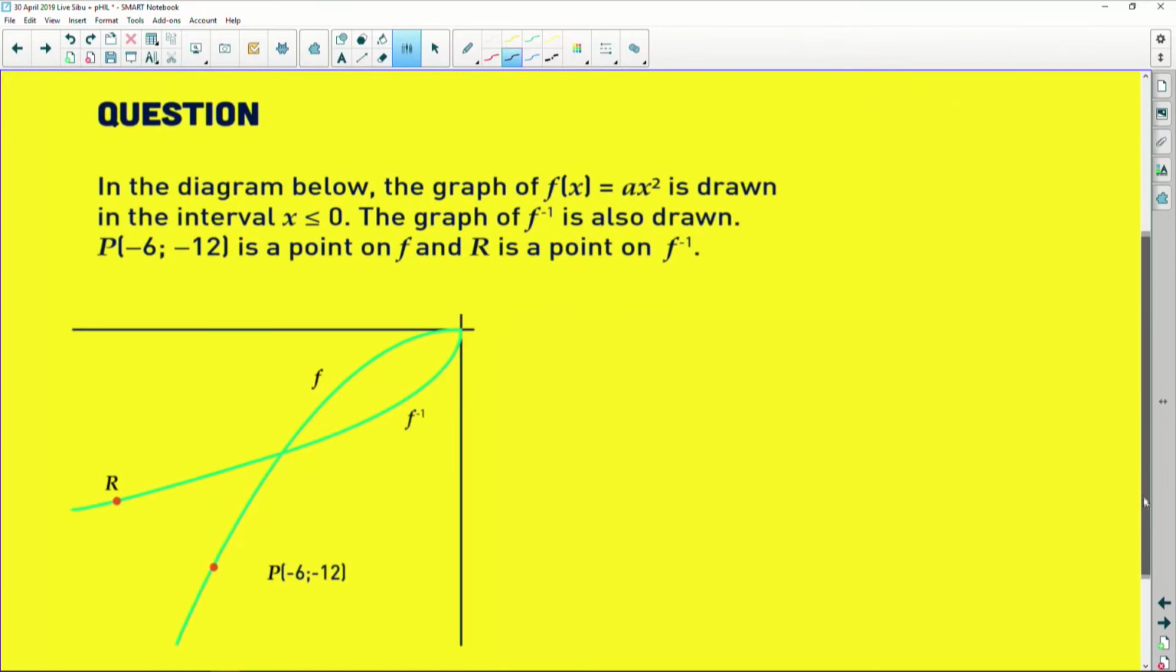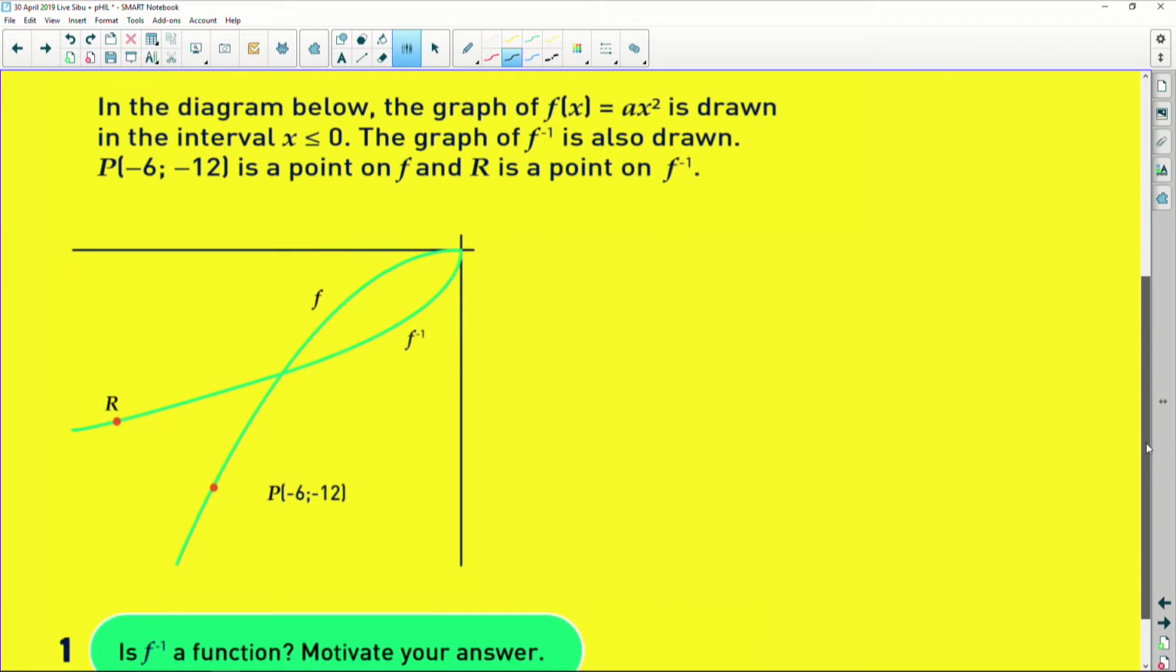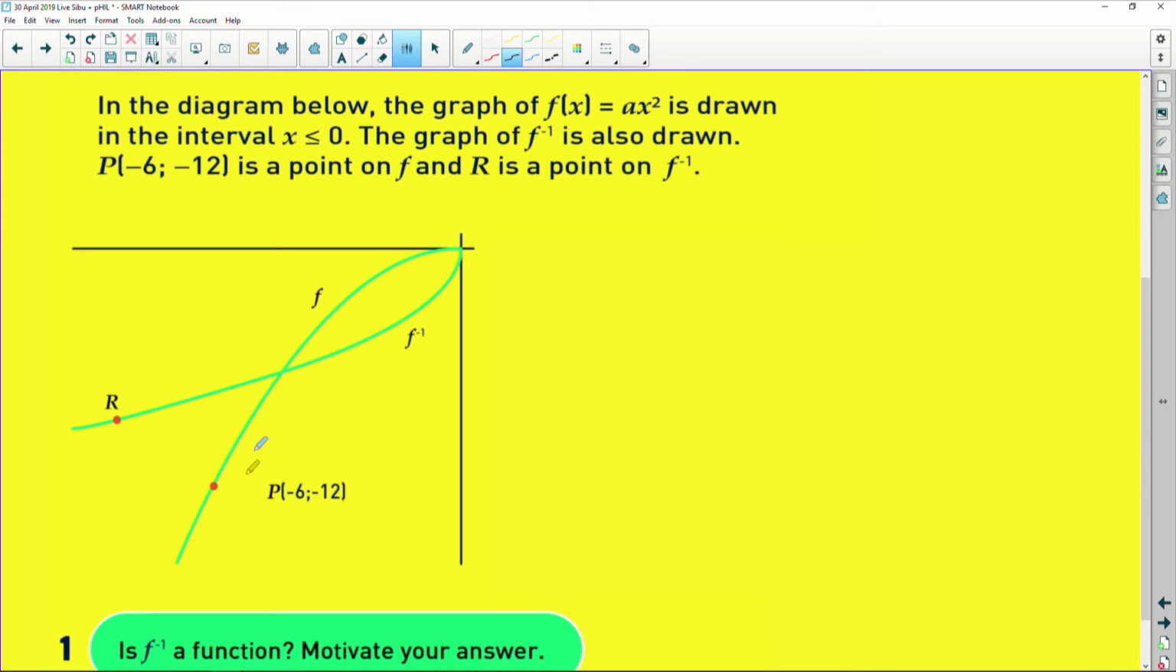Right, thank you for that question, Matsiriso. Let's jump right into it because we don't have much time. The question says, in the diagram below, the graph of f(x) = ax² is drawn in the interval x ≤ 0. The graph of the inverse is also drawn, where P(-6; -12) is a point on the graph of f, and R is a point on the graph of the inverse function. So the graph of f is the original graph.